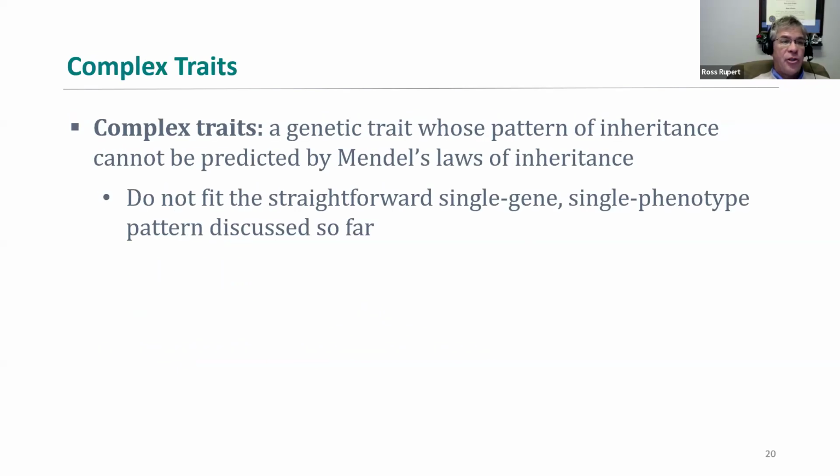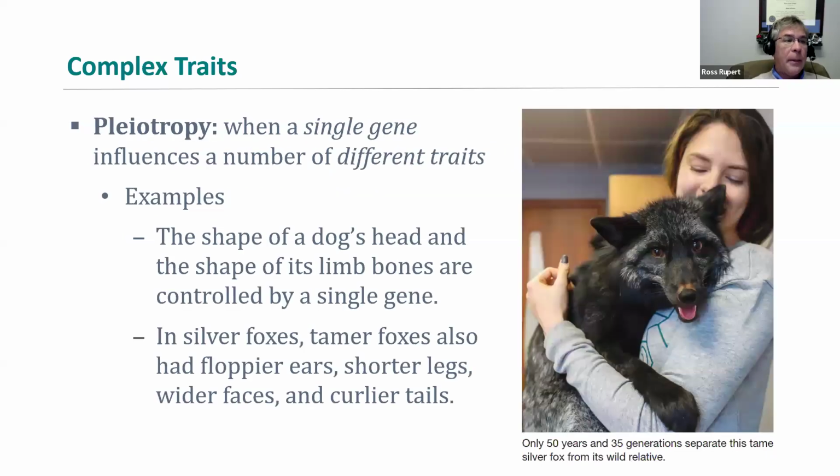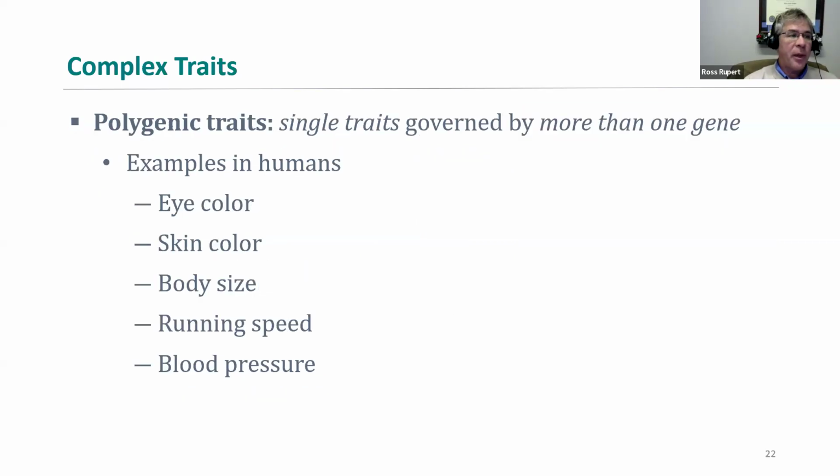Complex traits: a genetic trait whose pattern of inheritance cannot be predicted by Mendel's laws of inheritance. They don't fit the single gene, single phenotype pattern already discussed so far. Pleiotropy is an example of a complex trait. It's when a single gene influences many traits, such as albinism. You can be albino at many phenotypic areas, your hair, your eyes, your skin, and yet it's a single gene.